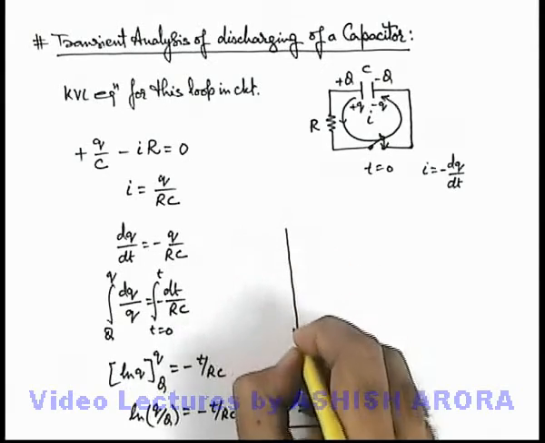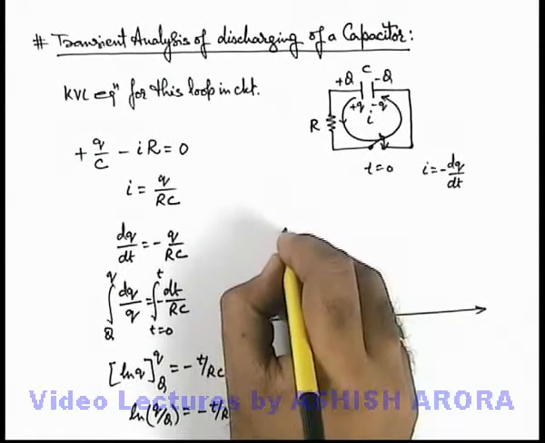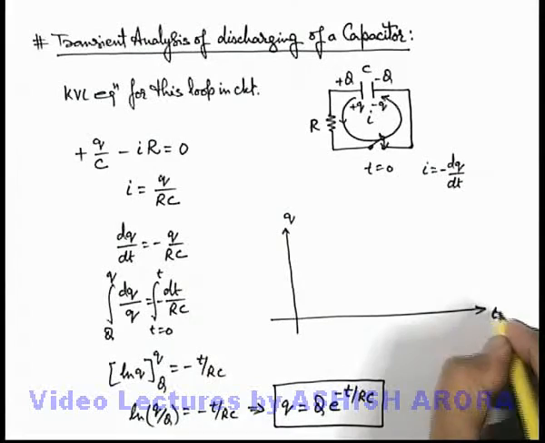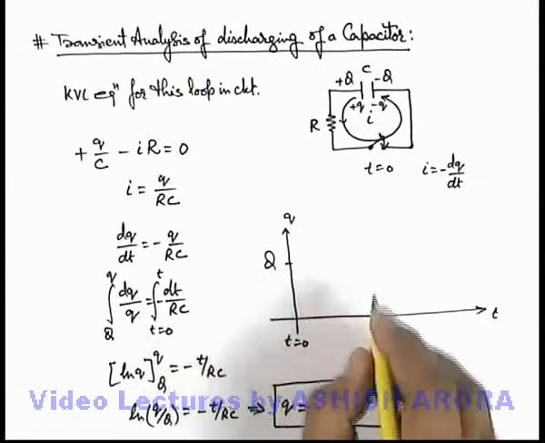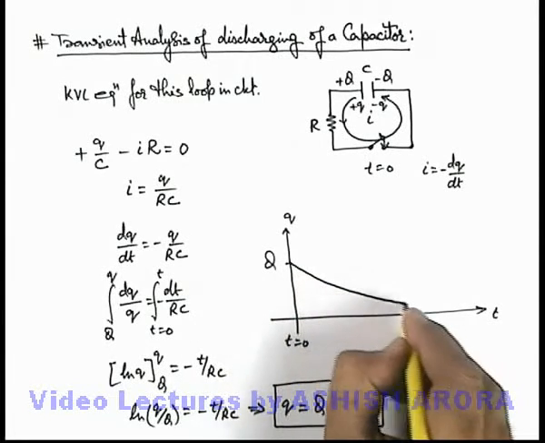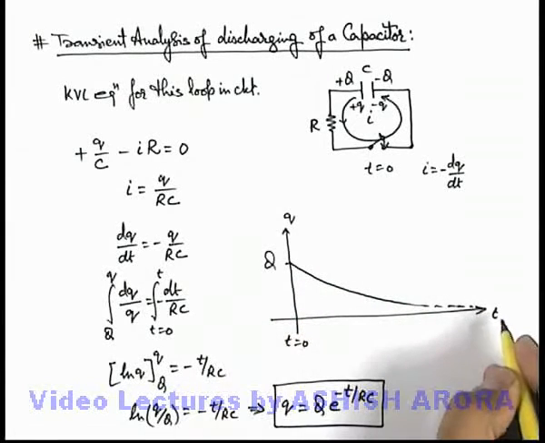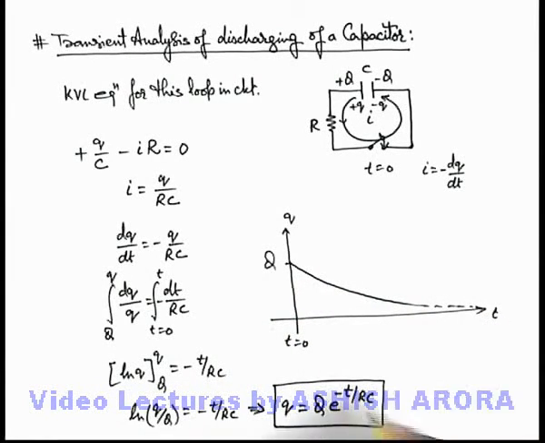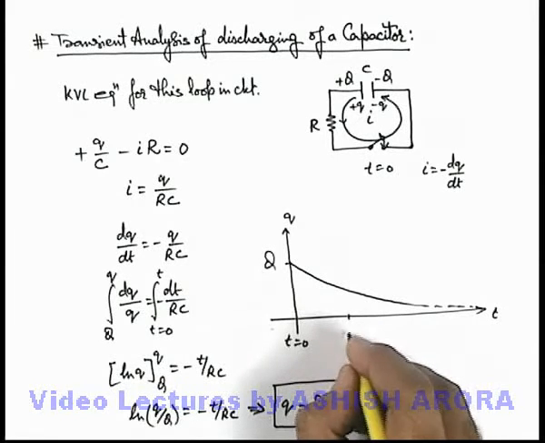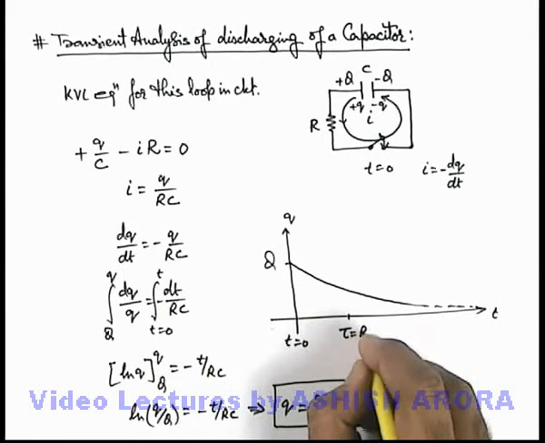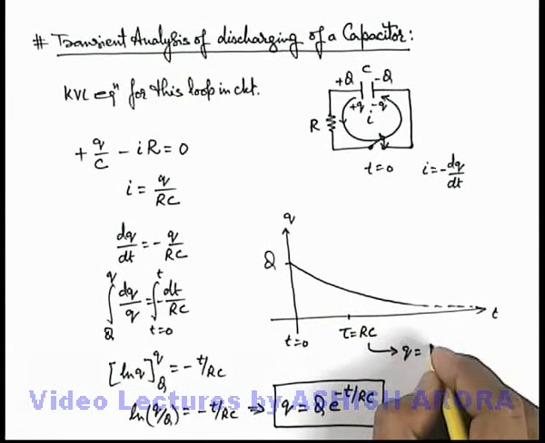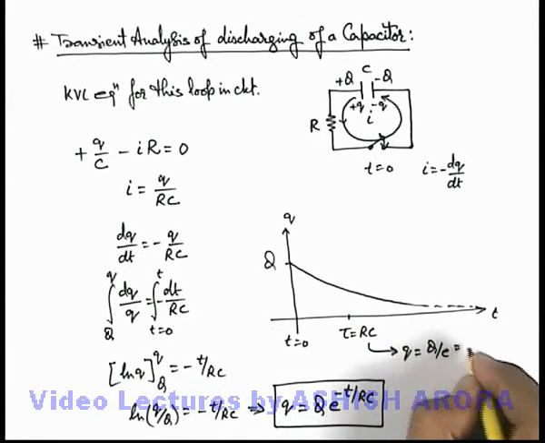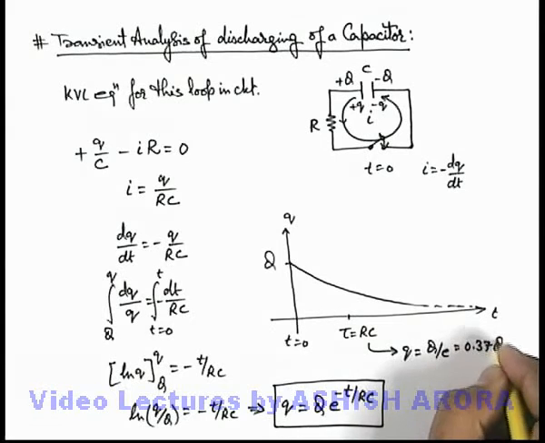And if we plot the graph for this exponential function of charge as a function of time, you can see at t equal to 0, charge was Q, and then it is exponentially dropping down, asymptotic with the time axis. And here you can see, if we talk about the time constant tau equal to RC, then the value of charge we are getting is Q by e, that will be 0.37 of Q.